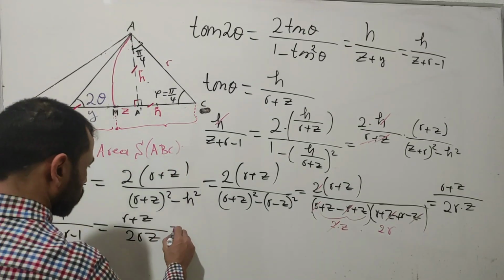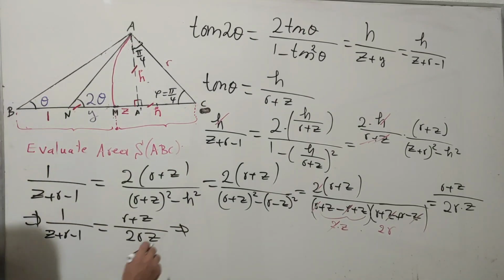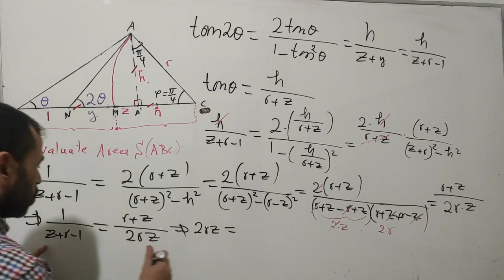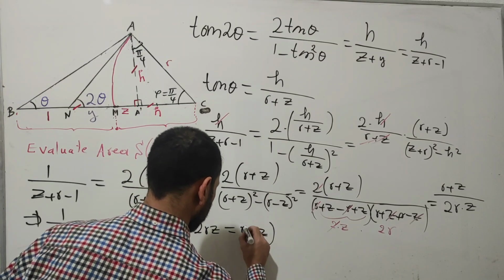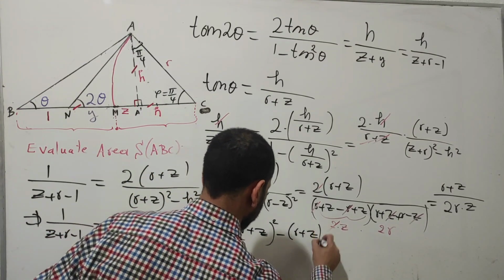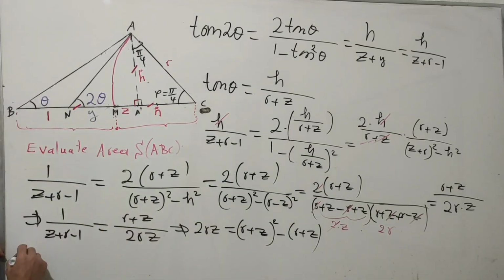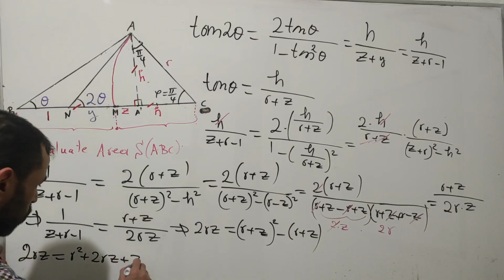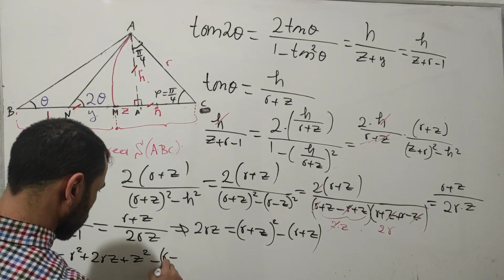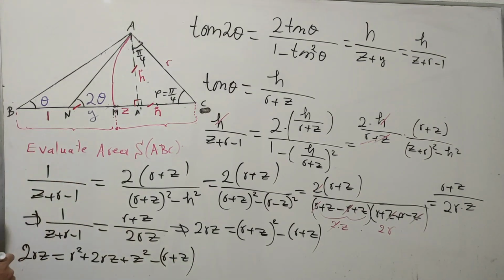So by crossing the multiplications, I get 2 times rz, which equals this one multiplied by this one. So I get here (r plus z) quantity squared minus (r plus z). It's more simple. I want to simplify this one more. I get 2 times rz, which equals r square plus 2 times rz plus z square minus r minus z, like this.